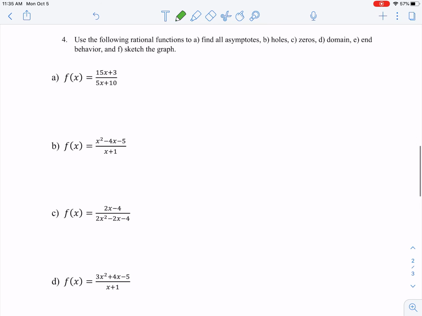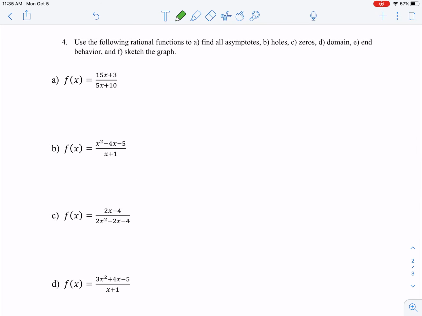We want to do these. Find the following rational functions. Find all asymptotes, holes, zeros, domain, and behavior, and sketch the graph. Okay, so the top one factors into 3 times 5x plus 1. And the bottom, oh man, that's a mess. Let's clean that up. And the bottom is 5 over x plus 2. So no holes.